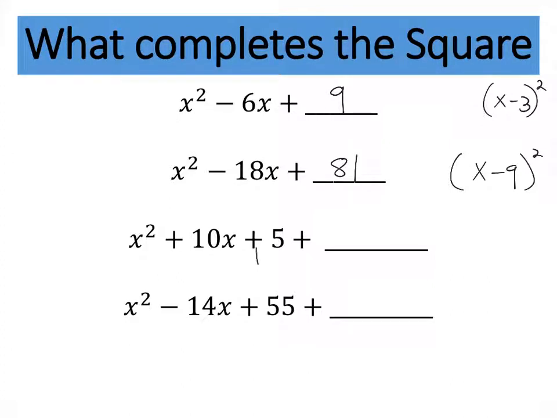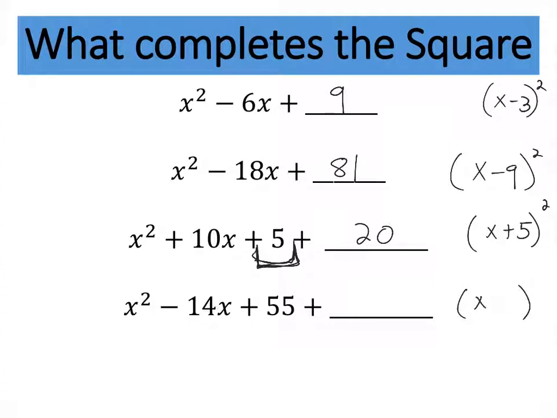This is a little bit trickier because we've got this extra thing here that we have to consider. So if my perfect square is going to be x plus half of 10, which is 5, 5 squared is 25, but we already have 5, so this has got to be 20. You can think about it like that. Let's try this last one.